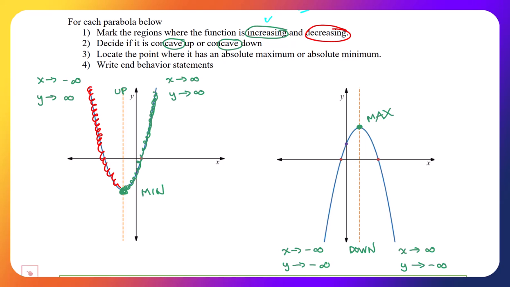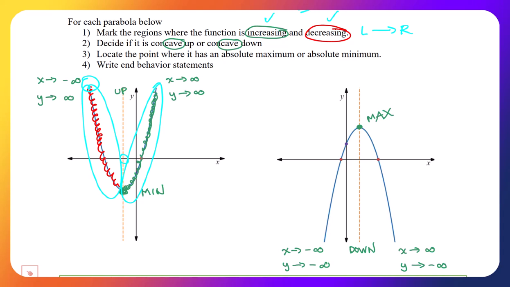So increasing and decreasing have to do with going from left to right. From left to right, from this portion, the graph is going down from negative infinity to whatever this x value is, and then from this x value up, it's going up. So the green is increasing, the red is decreasing.